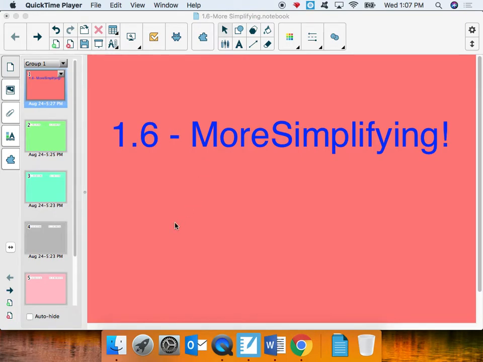Today we are going to take a look at simplifying some more expressions that are going to involve, this time, both combining like terms and the distributive property. So what you did in 1.4 and what you did in 1.5 are both going to come into these problems.